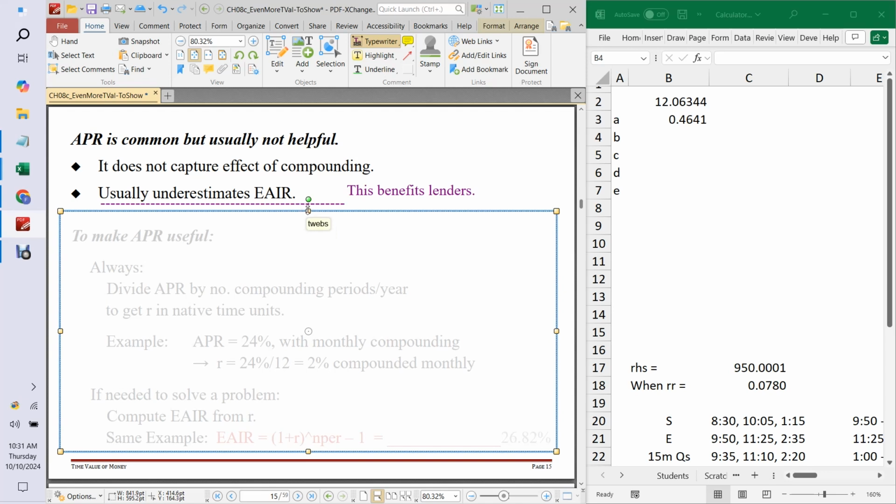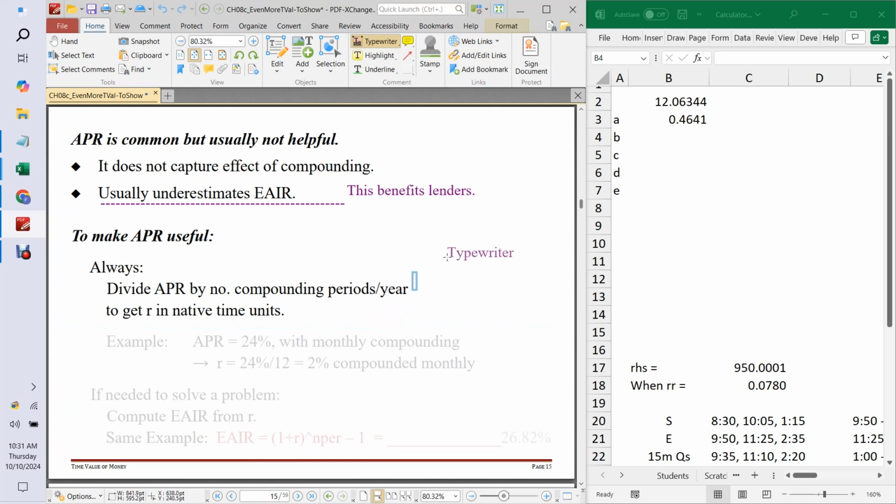So what are we going to do to get over this problem? How can we make the APR useful? What we're going to do is squash it like a bug. We're just never going to use APR. If you use APR in any of our mathematical stuff, any of your functions in Excel or on your financial calculator, you get the wrong answer. So first thing, see an APR, squash it like a bug. Convert it to an R, okay? So we're always going to convert to R, okay?